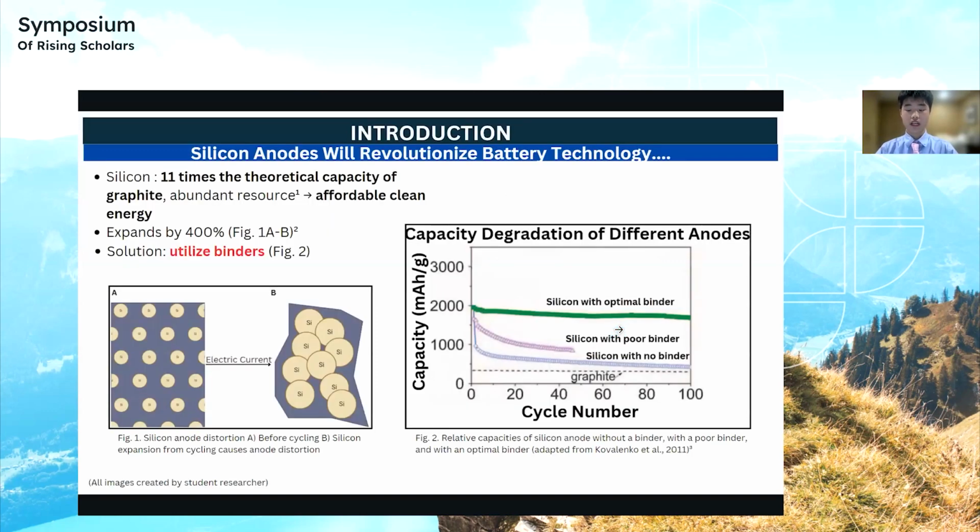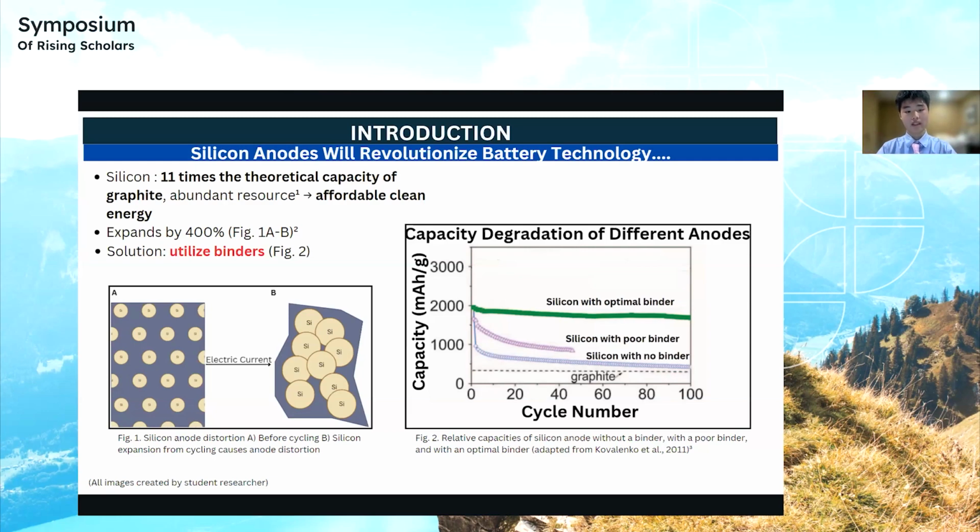Silicon anodes will revolutionize battery technology. Current batteries utilize graphite anodes. However, silicon is much more promising as an anode material because it has over 11 times the theoretical capacity of graphite. Additionally, it's more abundant, it's cheaper, and it's eco-friendly, therefore providing a path for affordable clean energy.